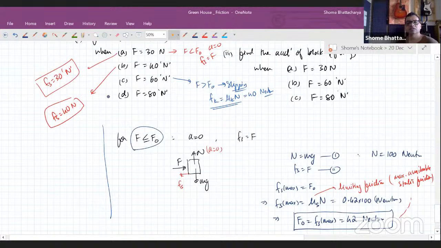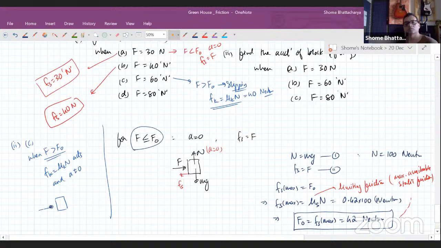So let's understand this here. For the second part, when F is greater than F naught, kinetic friction of mu k into N acts, and the acceleration is non-zero. So at that point of time, this is what happens. Kinetic friction of mu k into N acts, and F minus kinetic friction is equal to ma.